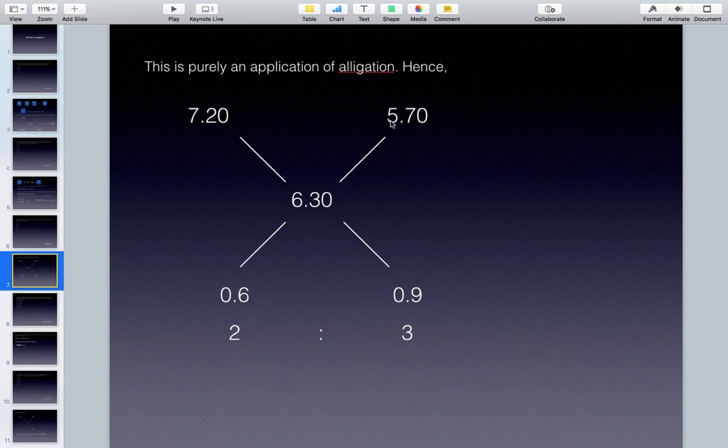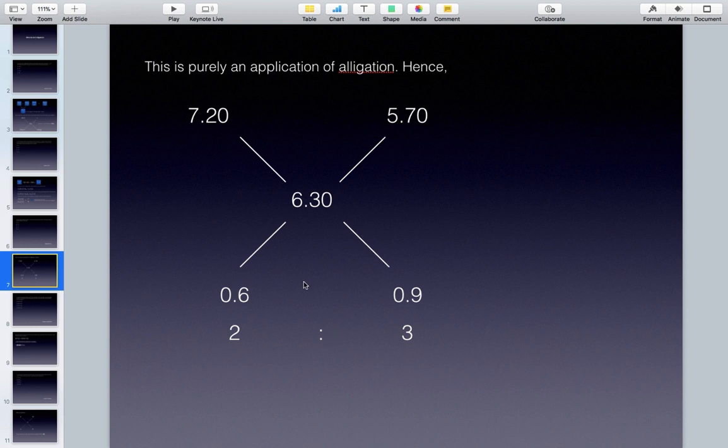7.2, 5.7, 6.3. So the difference will be 7.2 minus 6.3, which is 0.9. And 6.3 minus 5.7 will be 0.6. So the ratio is 2 is to 3.